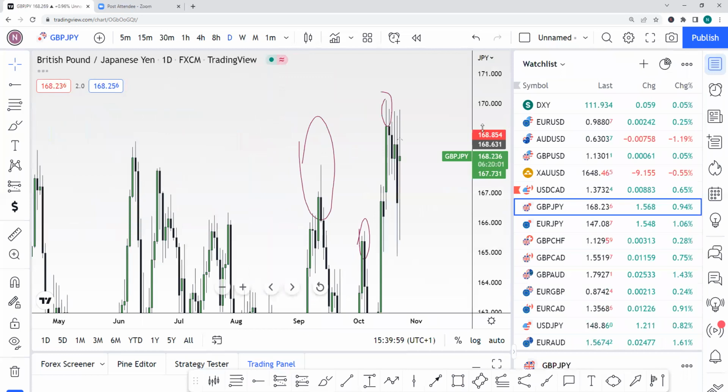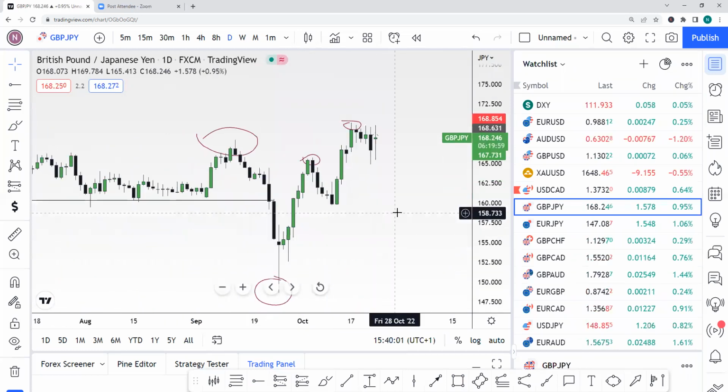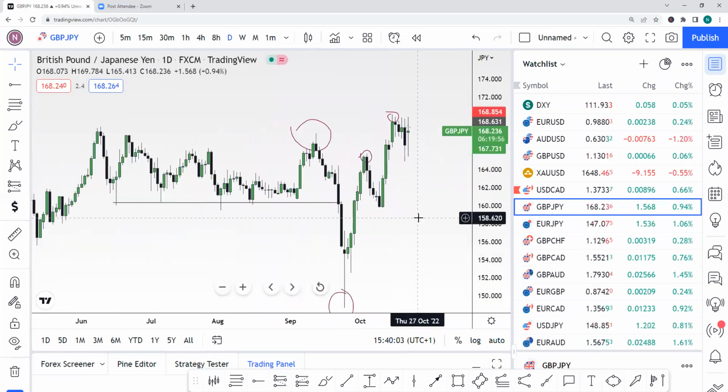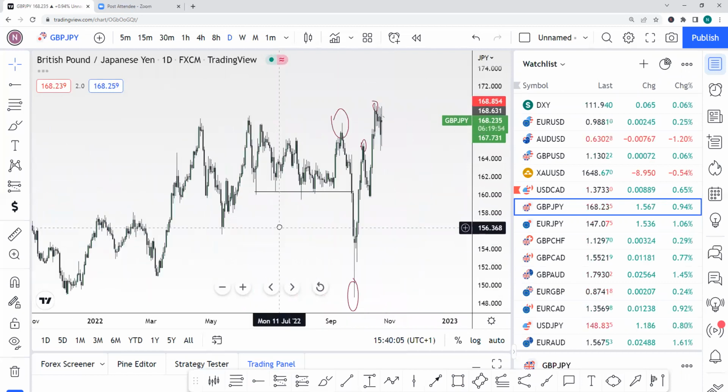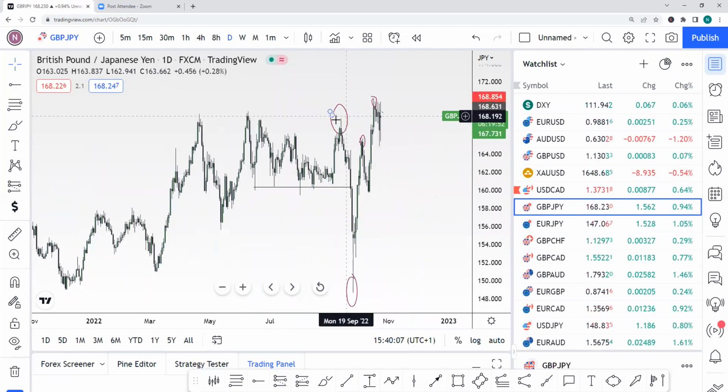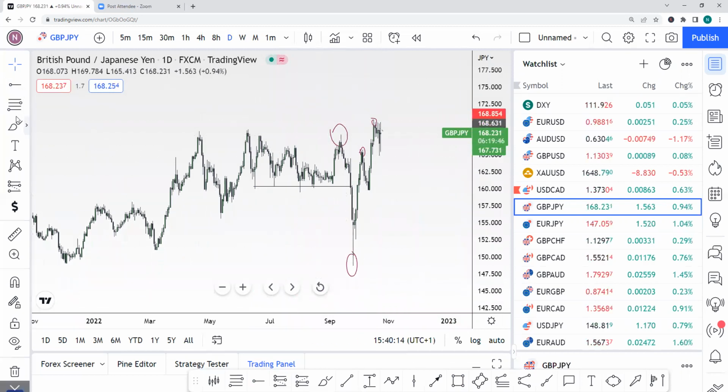daily, you can see that on the daily, this market is still very bullish. Why do I say it's bullish? You have this move here, you have this move here, you have these two levels here, you have a break of market structure. And what did I say?